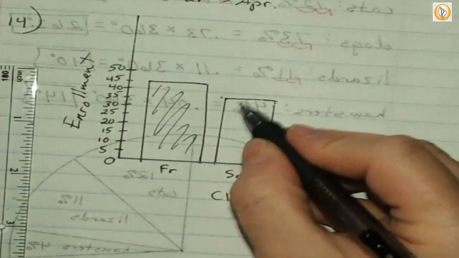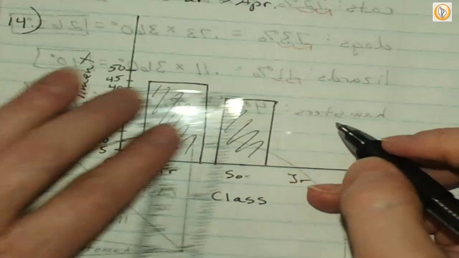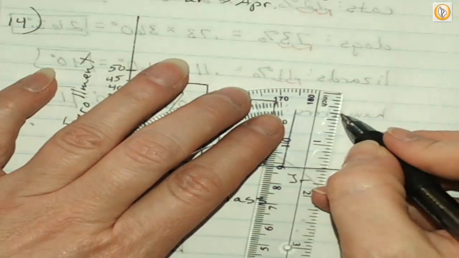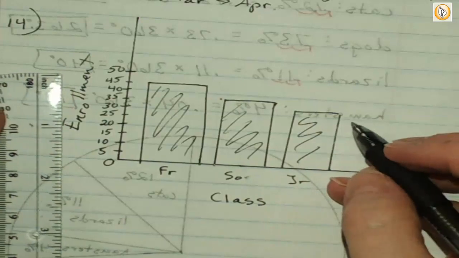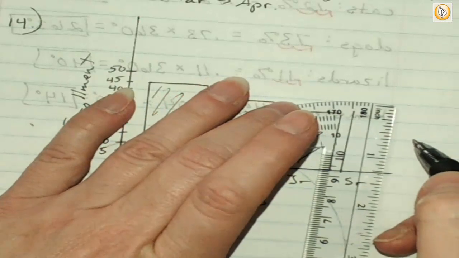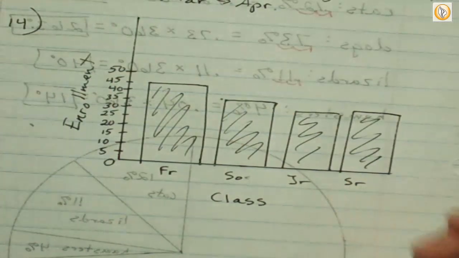And then junior is 32, so it's a little over 30. You're going fast. I'll let y'all catch up. And then senior's 34. So slightly higher than the other one. Not quite to 35, but right underneath it if possible. And then there you go. And that's your answer.